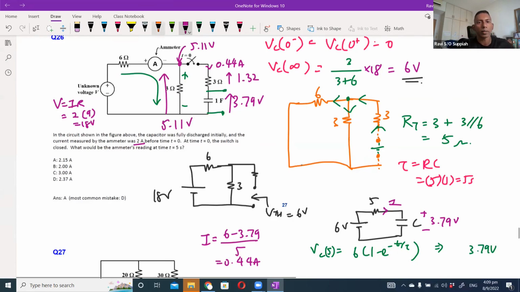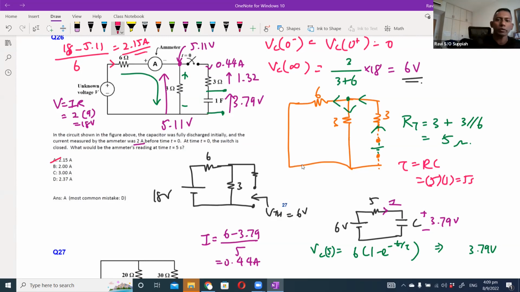All right, so now that I know that, I can calculate this current, because that is the current that would be shown on the emitter reading, correct? And that would be the actual voltage, 18 volts minus 5.11, divided by 6. And that will give me 2.15 amperes, which is this.